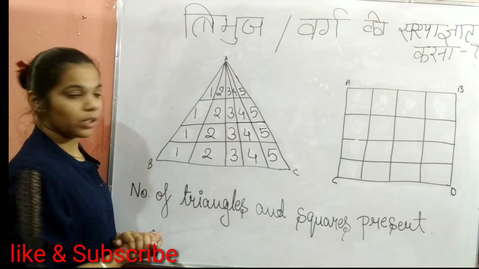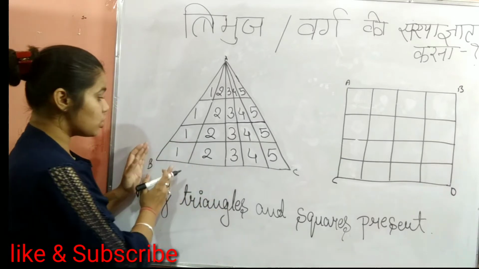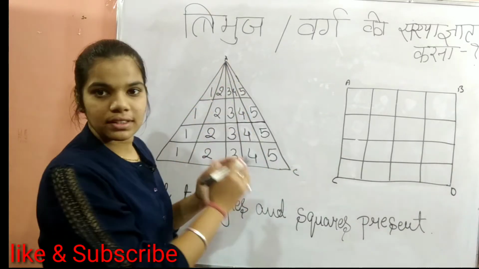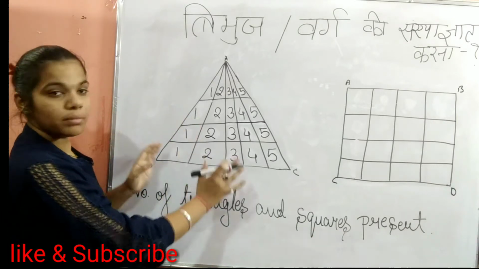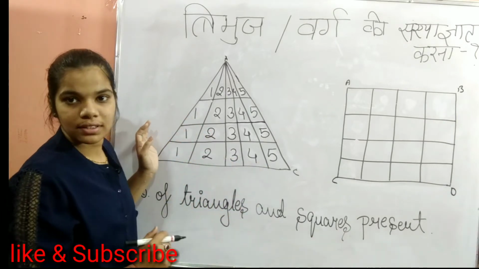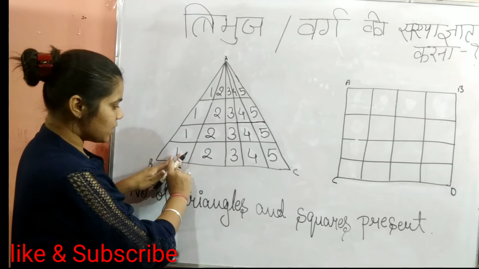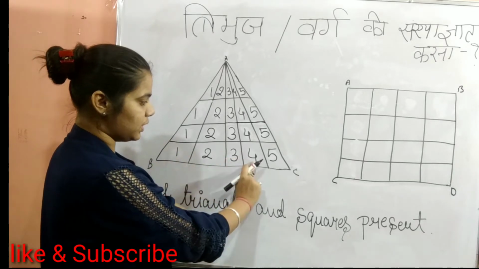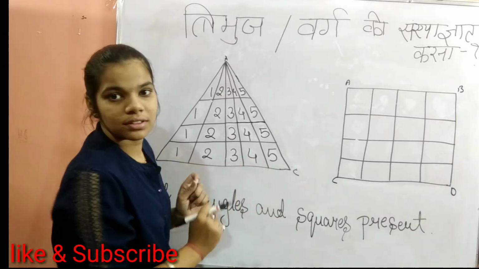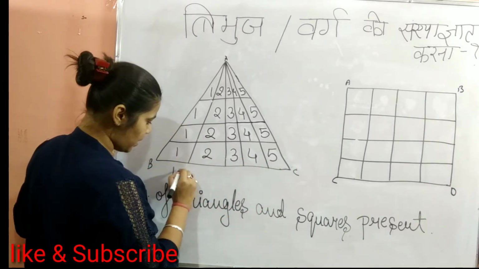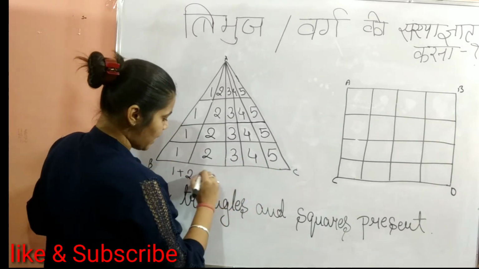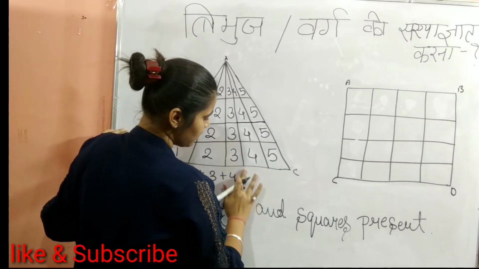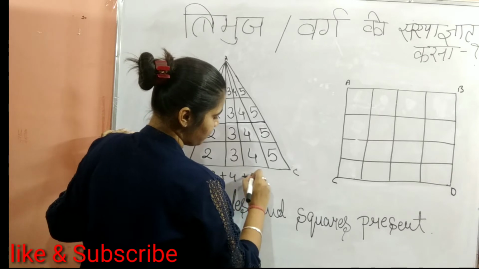Now what is the calculation? The calculation is to add these numbers together column wise. So we are going to add the numbers together column wise. That is this with this, then the sum with this, then the sum with this, and then the sum with this. What? 1 plus 2 plus 3 plus 4 and plus 5.